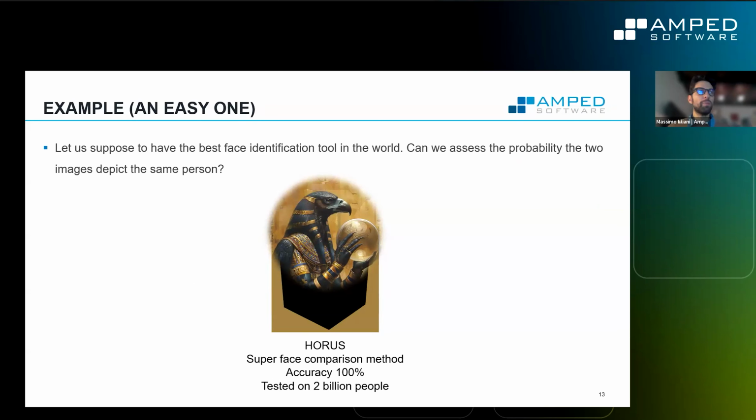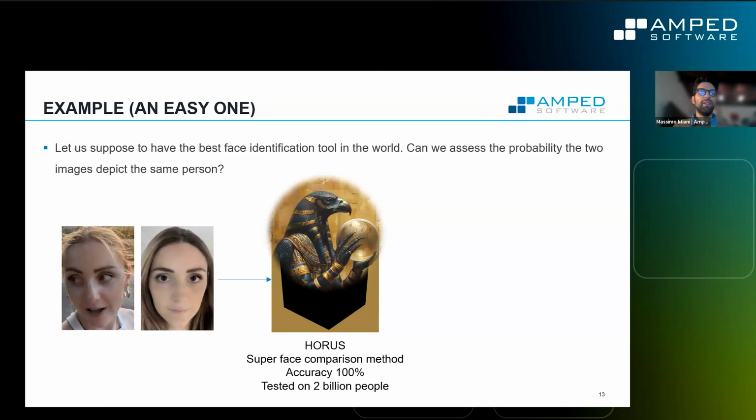That is, it has been tested on 2 billion people. You give 2 pictures and it says if they are the same person, okay? It has been tested on 2 million people. It has proved to have an accuracy of 100%. So every time it has been tested, it never failed. Okay, let's imagine this tool may exist. We know it can't, but let's imagine.